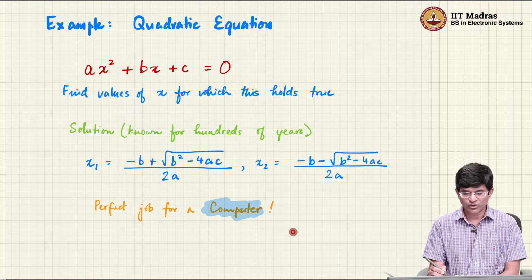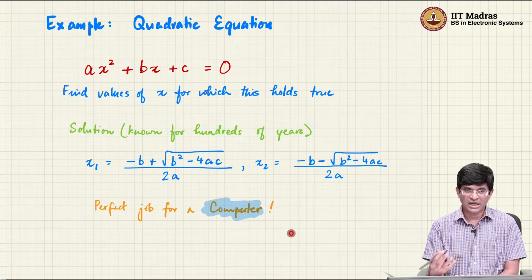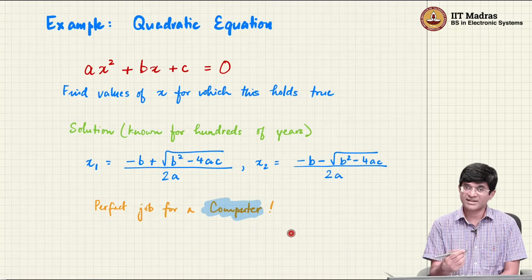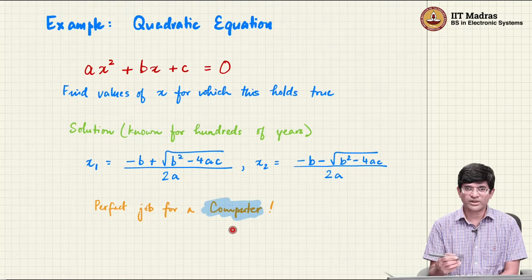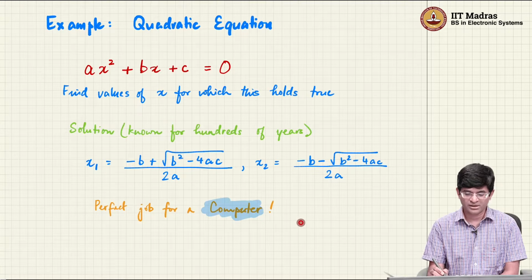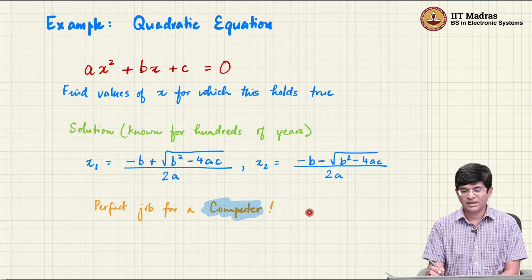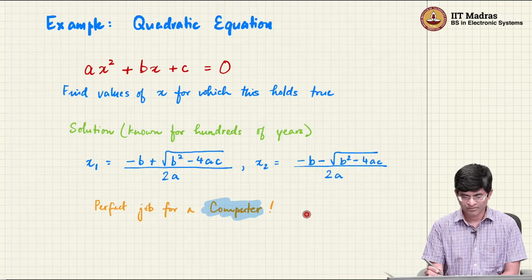And of course, what is interesting here is a, b and c are all known values. In our context, we would call them constants, as opposed to x, which is a variable. And there are a few other values here, the 2 and the 4, and also the pluses and minuses, square roots, a few operations that need to be performed. In other words, this looks like a perfect job for a computer. So let's see how we would go about solving this.